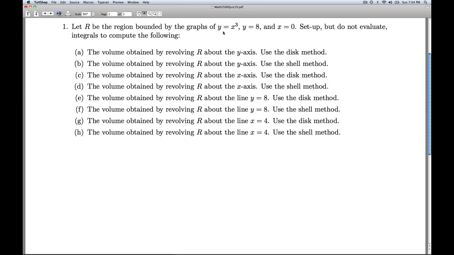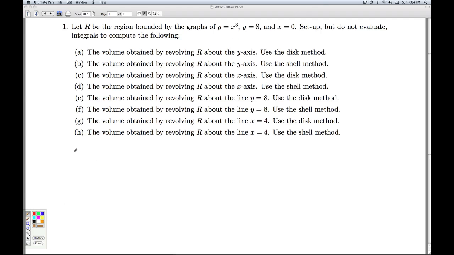We're given a region R bounded by y equals x cubed, y equals 8, and x equals 0. And we're asked to set up and not evaluate integrals that would find the following. All of these involve revolving R about some line or axis and finding the volume using the disk or shell method.